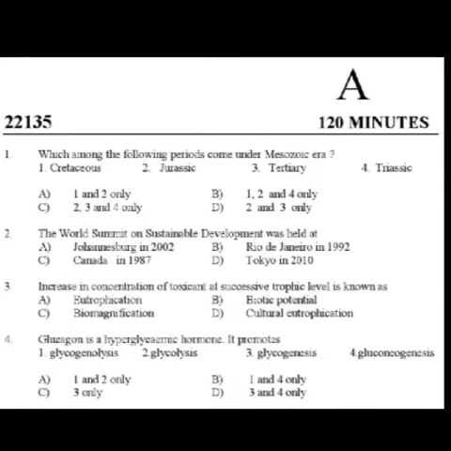Question number 1. Which among the following periods come under Mesozoic era? First one Cretaceous, second one Jurassic, third one Tertiary, the last one Triassic. Option A 1 and 2 only. Option B 1, 2 and 4 only. Option C 2, 3 and 4 only. Option D 2 and 3 only. The answer is option B 1, 2 and 4 only.